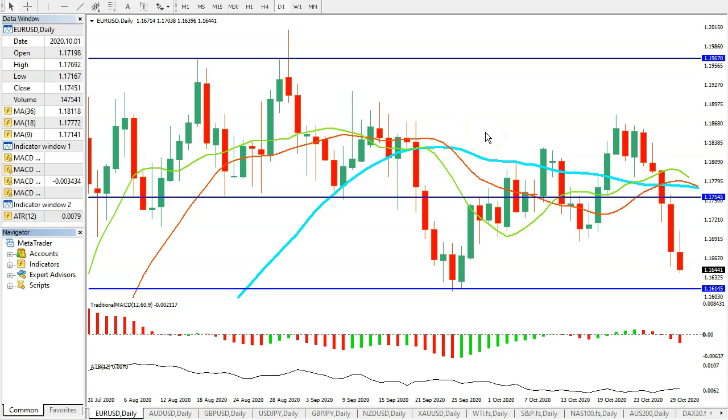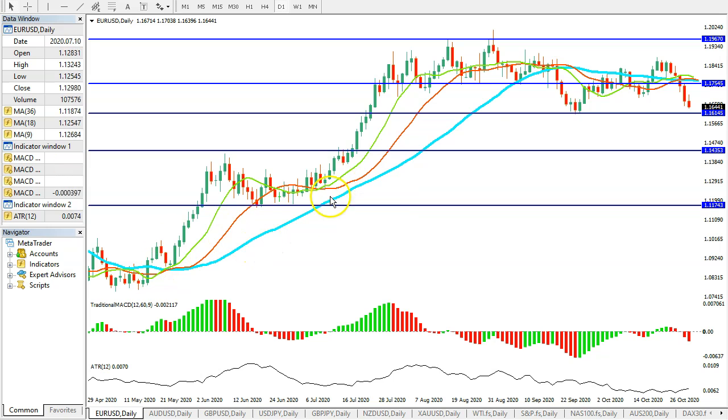Let's start by looking at the Euro US dollar chart. As we can see here, we had an uptrend for some time and then the price started moving sideways, and we now have a slight bias to the downside. As you can see, the slow moving average from up started pointing slowly down.